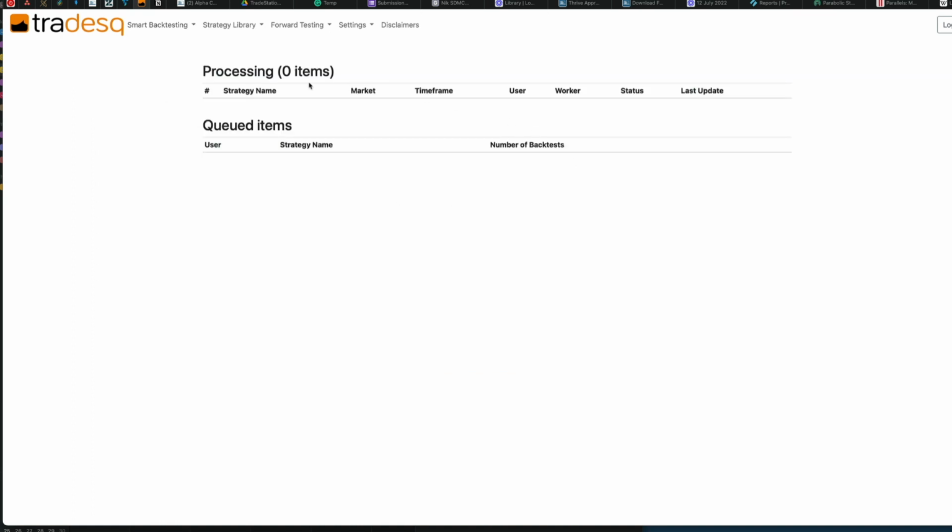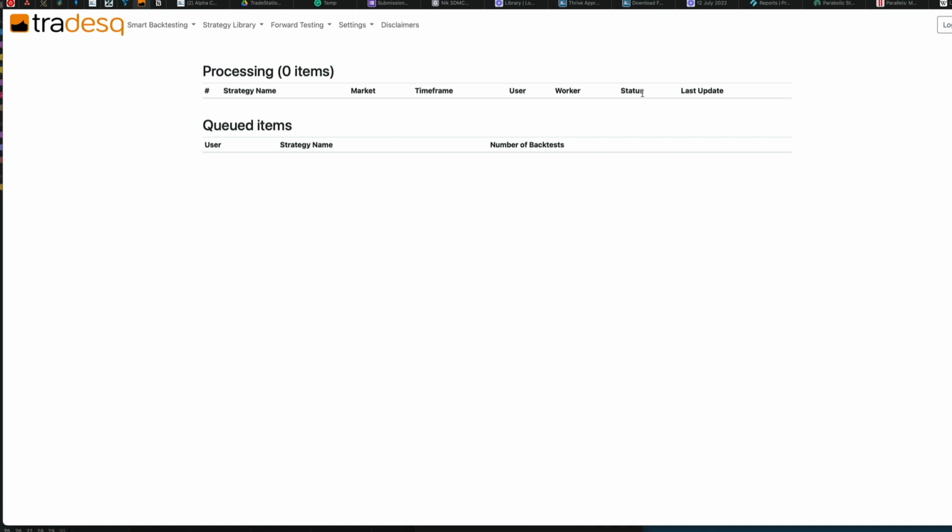Now, at the time of this recording, there's no processes here running. I'm not running my process, and just by chance, it doesn't look like anybody else is running their process now or performing a backtest, which is sometimes unusual. A lot of times you'll see a few ideas being tested. You'll see the queued items as well as the processed items happening here.